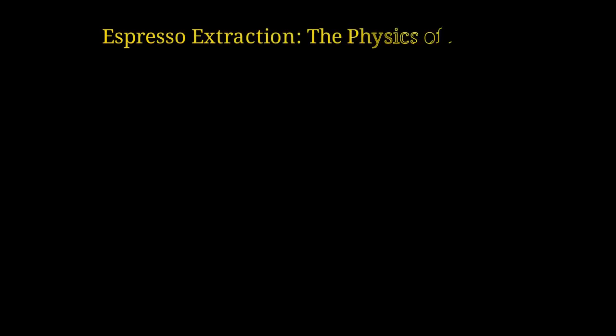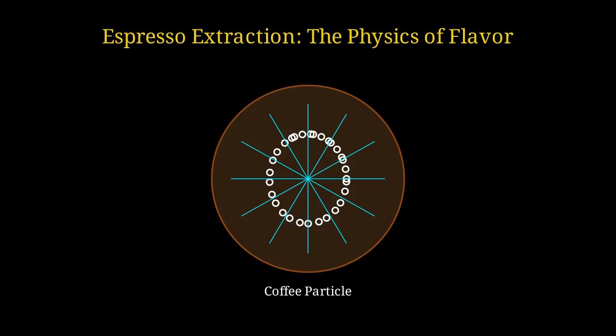Today we're going to explore the physics behind espresso extraction. Specifically, how grind size and extraction time control the balance between bitterness and acidity through a process called diffusion-limited mass transfer. Let's start by visualizing a coffee particle. Inside this particle are hundreds of soluble compounds: acids, sugars, oils, and bitter alkaloids. These compounds are trapped within the cellular structure of the ground coffee.